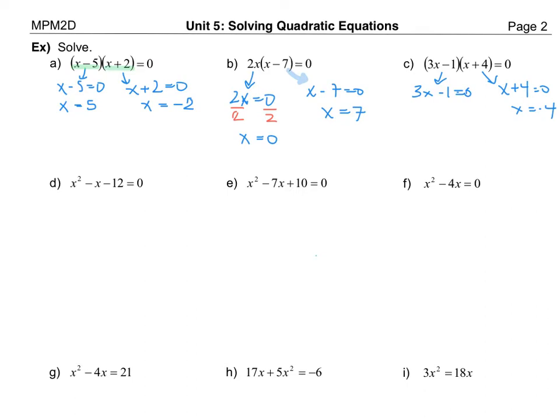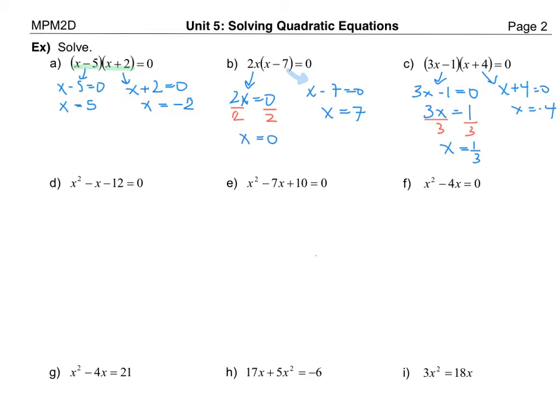Let's try that one more time. 3x minus 1 equals 0. To solve this, it's just like solving any other little linear equation. I would add 1 to both sides first, and I get 3x equals 1. And then we divide both sides by 3, and we get x equals 1/3. So those are the two values of x that would make this equation true, either negative 4 or positive 1/3.